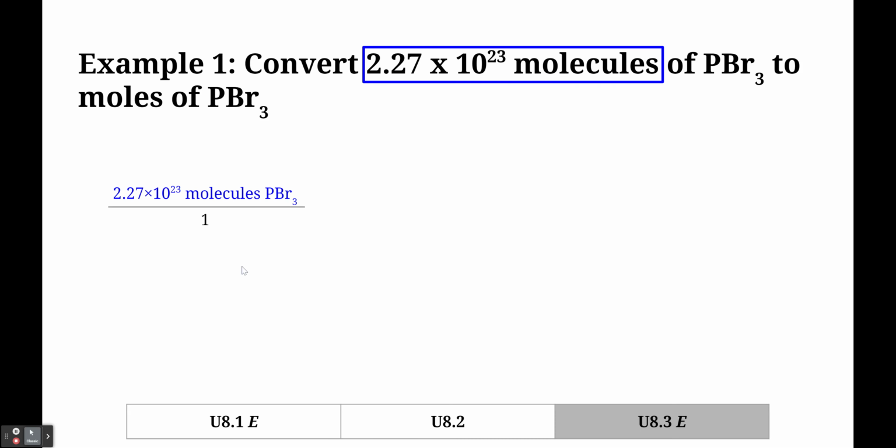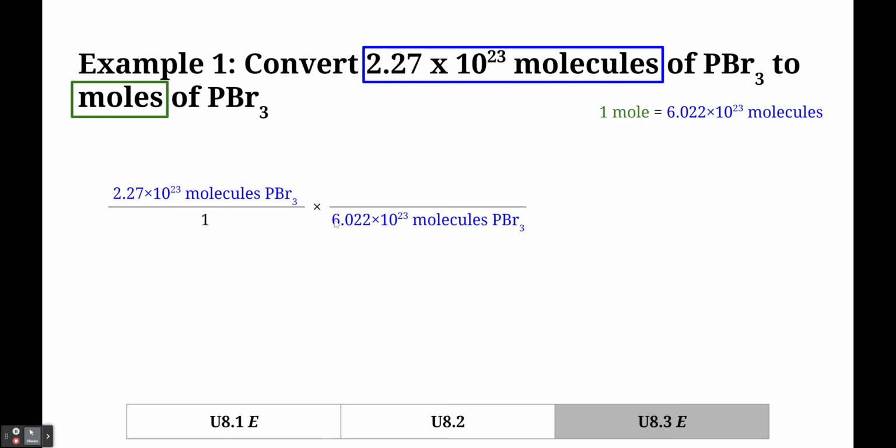So we always start like that. Take our starting unit, put it over 1 in our conversion math that we're about to do. From here, we want to look at what we're converting into. So we're going into moles. The conversion between molecules and moles is to use that 6.02 number. So 1 mole is 6.02 times 10 to the 23rd. And then since we start with molecules on top, we put the molecules on the bottom.